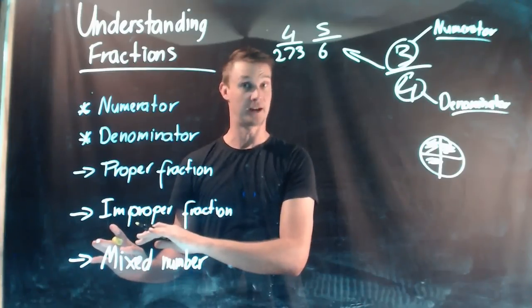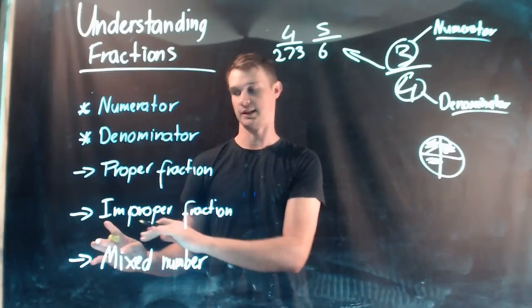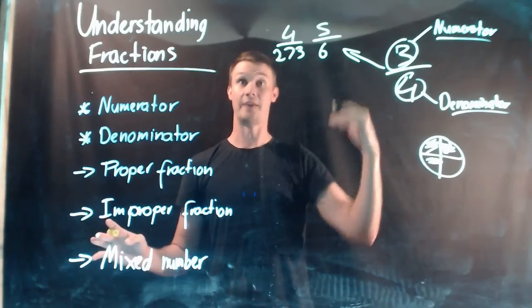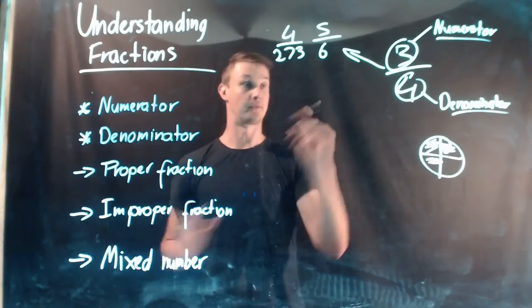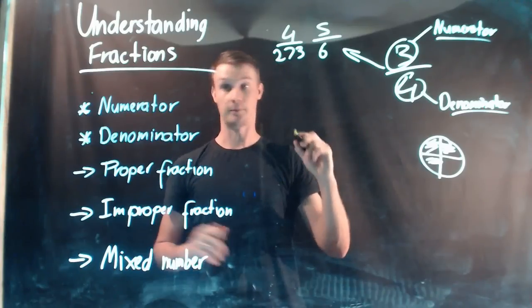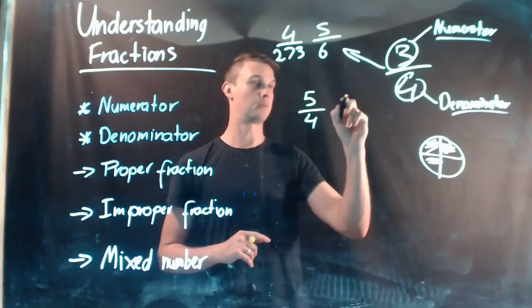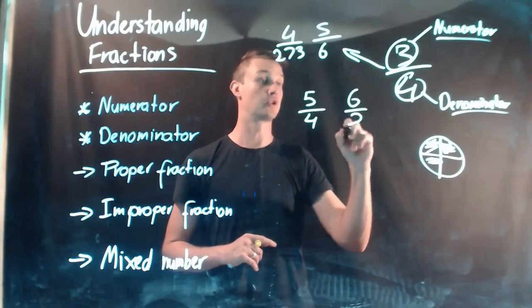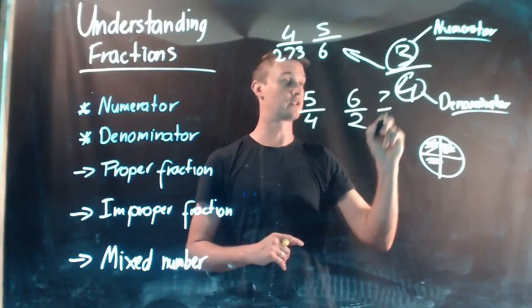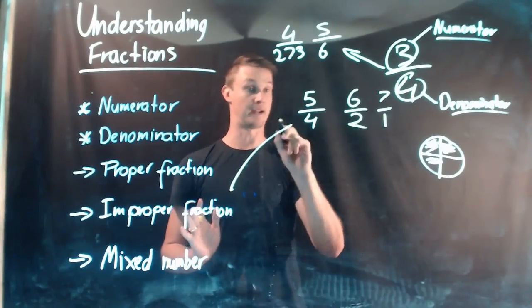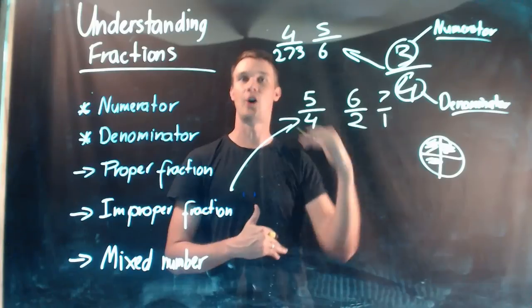Therefore, an improper fraction is obviously going to be the opposite to that. It's where the parts are higher than the actual parts of a whole. So for example, we might do some improper fractions here. I'm going to say 5 over 4. I might say 6 over 2. I might say 7 over 1. These are examples of improper fractions because the numerator is higher than the denominator.